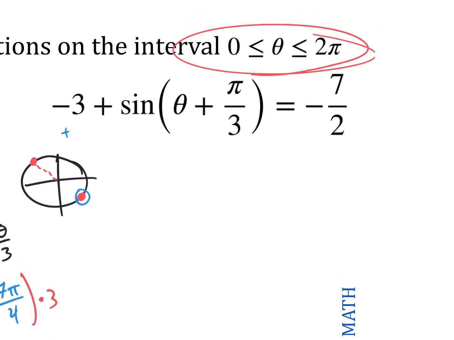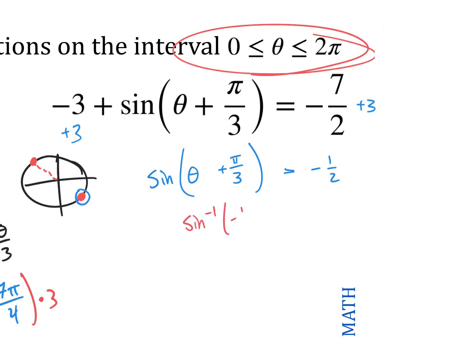Here we go. Let's add 3, add 3. 3 is equal to 6 over 2, and so I'm going to end up with sine of theta plus pi over 3 equals -1/2. So now we're asking, okay, what sine values are equal to theta plus pi over 3? So what angles have sine -1/2? Well, on the unit circle, the two places are here and here.